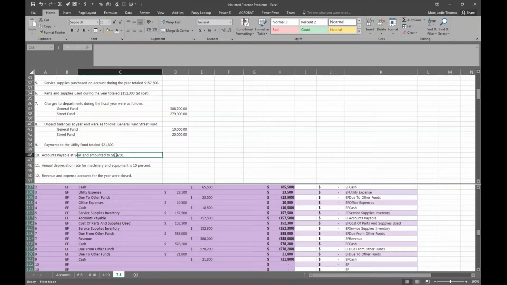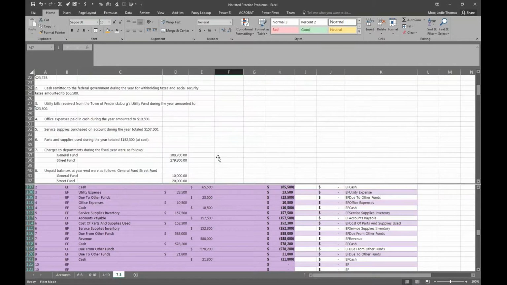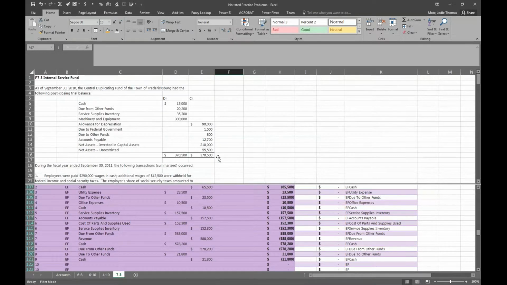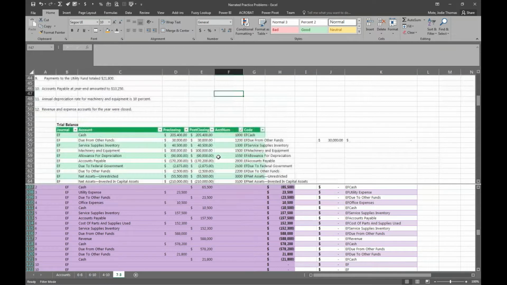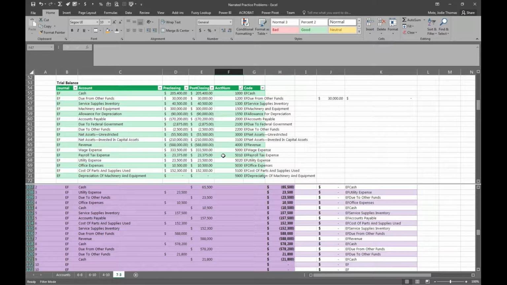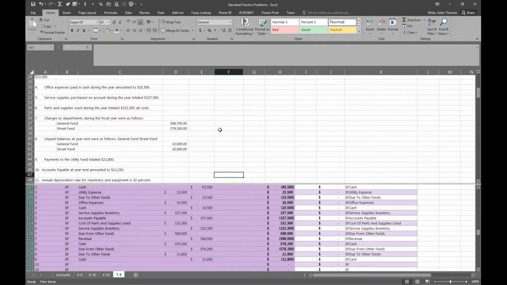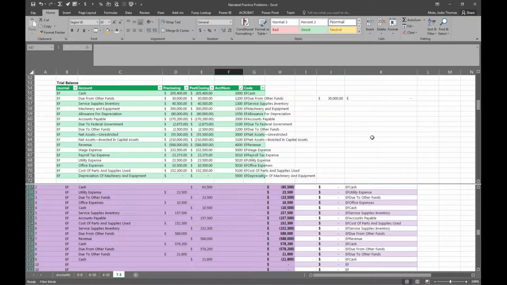All right, accounts payable at the end of the year amounted to $13,250. So here again, just like we did with this problem, we need to get to that number, $13,250. It's basically wanting us to back into how much of accounts payable has been paid off over the year. So if we're trying to get to $13,250, then we just go find our accounts payable balance here of $170,200.